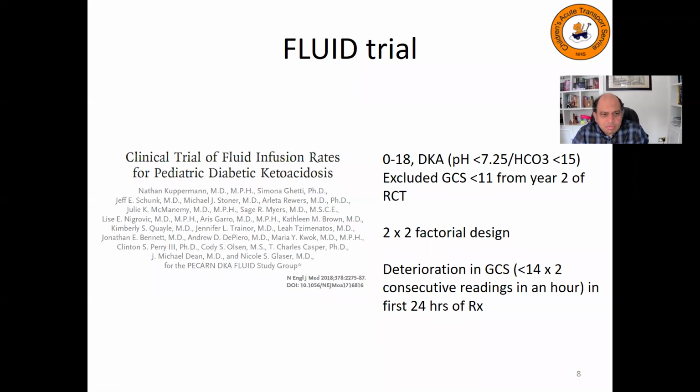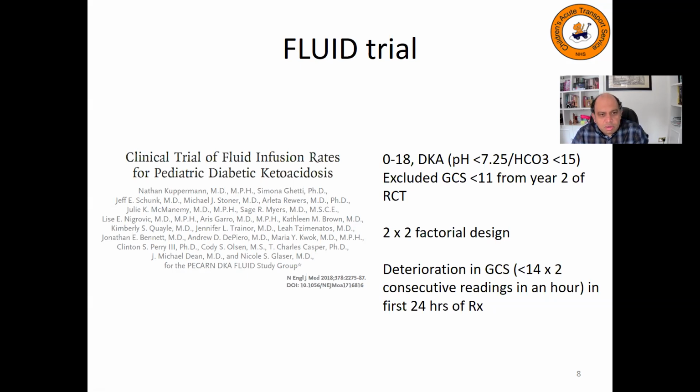This is obviously a big landmark trial for pediatric DKA, because if you look at previous papers, there's very little randomized controlled trial evidence of anything in DKA other than in small populations. So this is a big trial, and therefore clearly had a big impact on the guidelines. So what did they actually do?